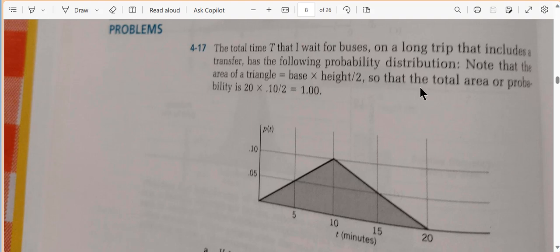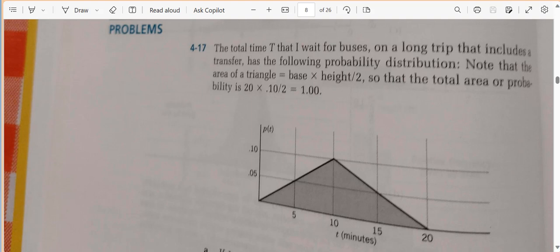So the time that you wait, we're going to think of that as a continuous random variable. It could take any value between 5 and 10 minutes, not just 5 minutes, not just 5, 6, 7, 8, 9, 10, but anything in between those values as well. So that would be called a continuous random variable.